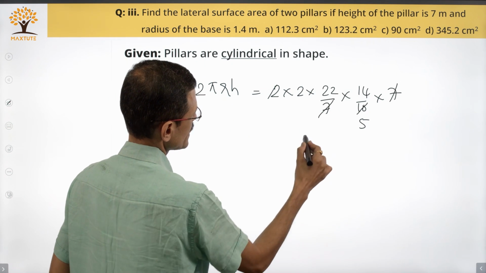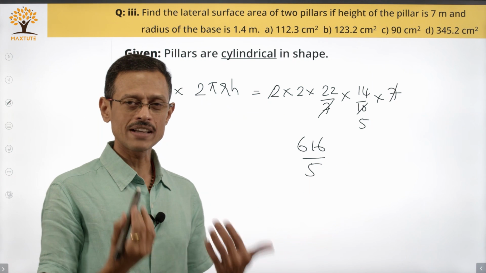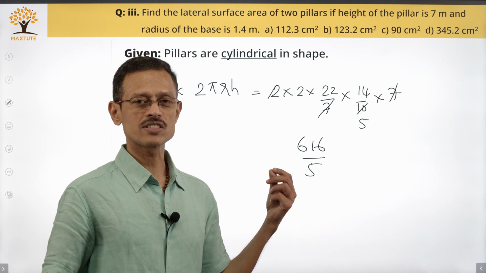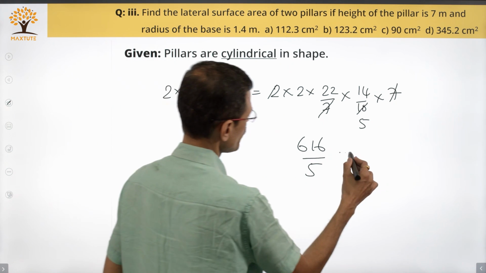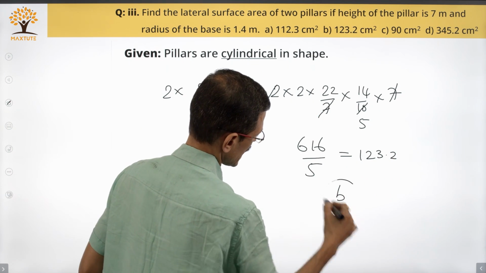22 times 28 is 616, divided by 5. 600 by 5 is 120. 16 by 5 is 3.2. 123.2 is the answer to this question. Which answer option fits the bill? Choice B is the correct answer to this.